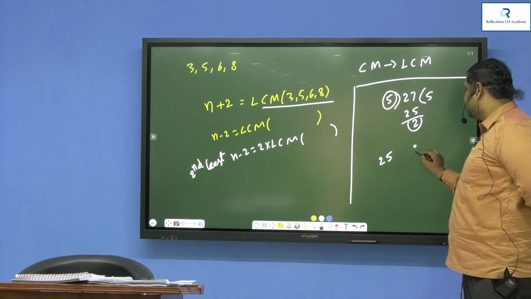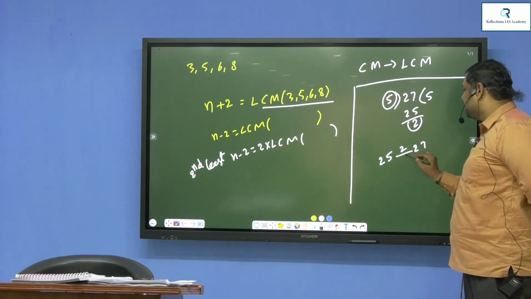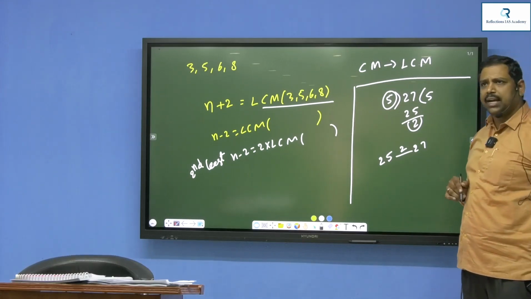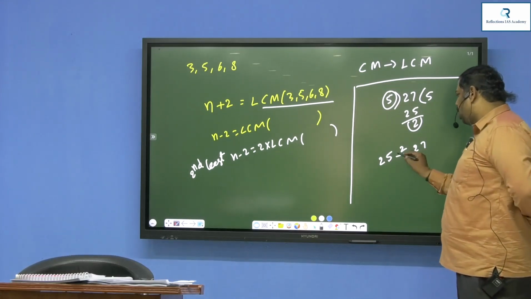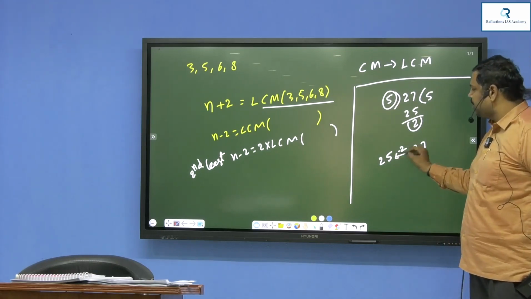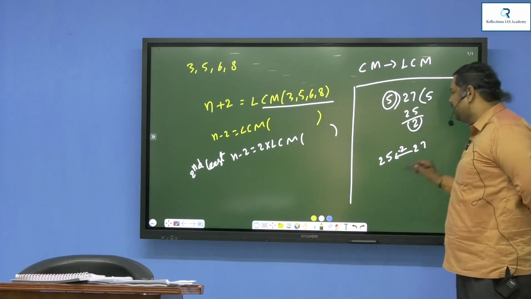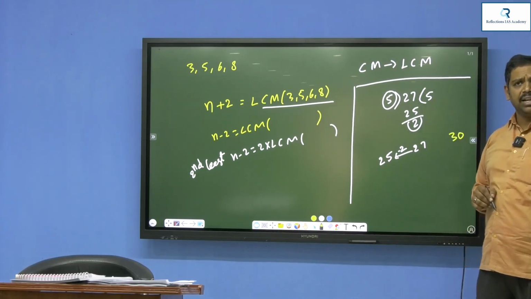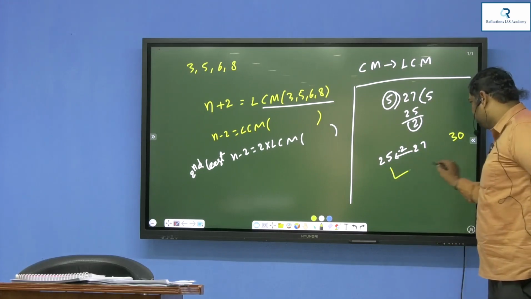The given number is 27. This gap is 2, right? That gap I have to reduce. Is it right or wrong? Okay, good. Or else the other point I can say is that 25 is a 5 multiple. The next 5 multiple is 30. Yes or no? The next 5 multiple is 30. From 25 to 30 the gap is 5.